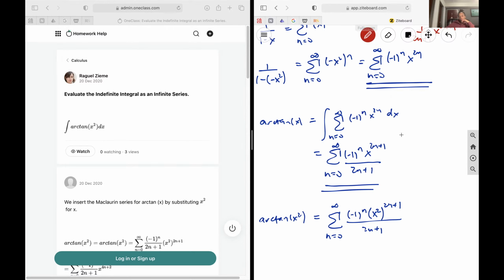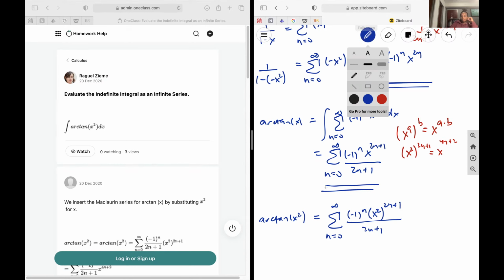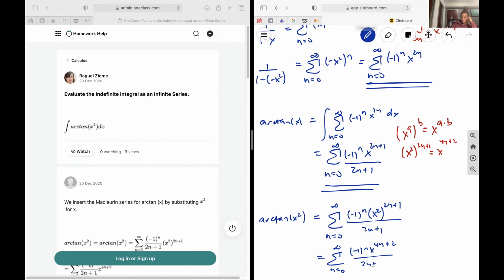Next up, I use a property of exponents, and that is just x to the power of a, to the power of b, is x to the power of a times b. And so in the scenario of 2 and 2n plus 1, I have x to the power of 2 to the power of 2n plus 1 is equal to x to the power of 4n plus 2. And so I get this summation instead: x to the power of 4n plus 2 all over 2n plus 1. And that is my arctan x squared.